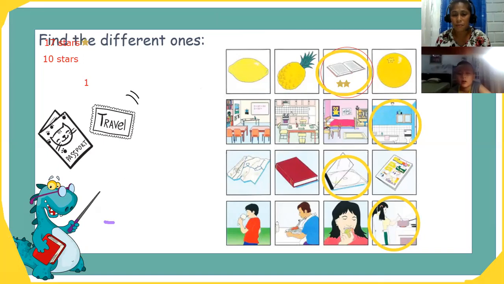Because another has a chair, but it doesn't have a chair. Okay, very good, Keo. As you can see here, your answer is correct.